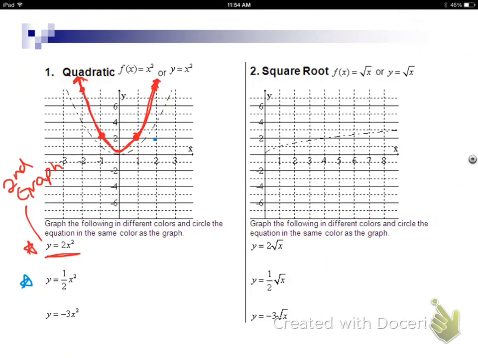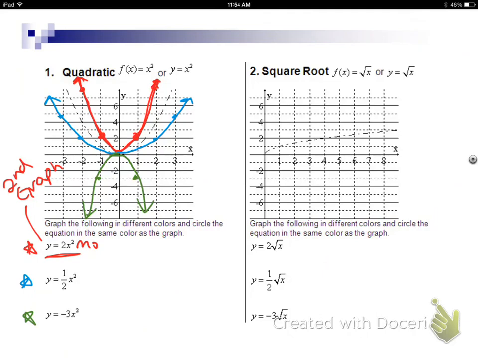So there's the first one for quadratic, and so that's y equals 2x squared, and then this is y equals 1/2 x squared. And then the last one is y equals -3x squared. And that might take you a little bit longer, so we're going to pause here in just a second to look at how to do these, but give you some time to do it. But those should be the 3 that you graph.